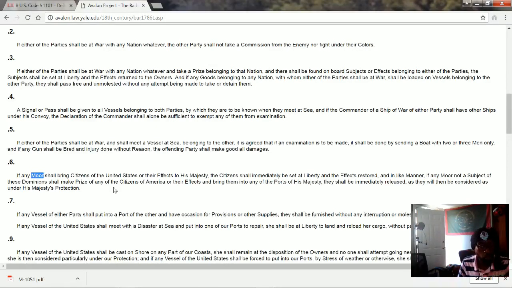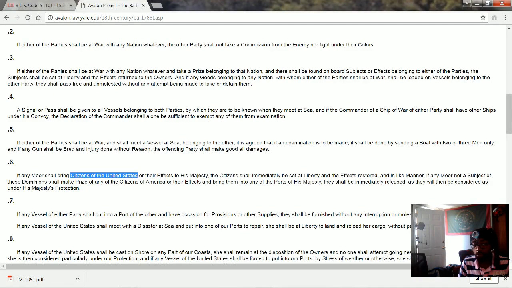So there's a difference between Moor and citizen of the United States. Now, in the original Arabic translation, it says Muslim and Christian. So just to get a clear understanding, us as Moors are the Muslims, and the citizens of the United States are the Christians. Okay? Understand that.